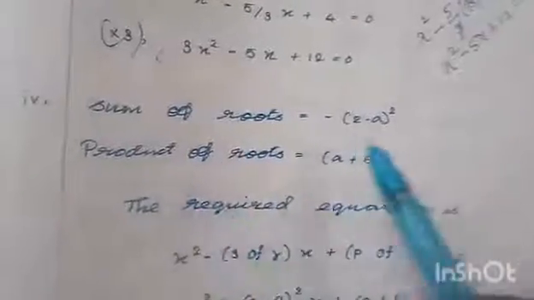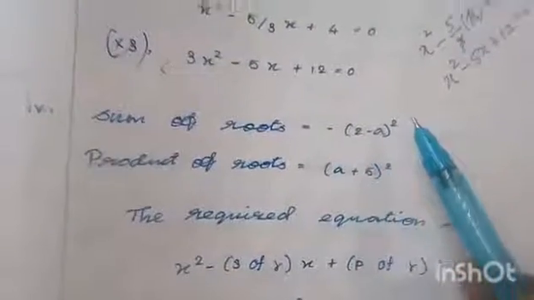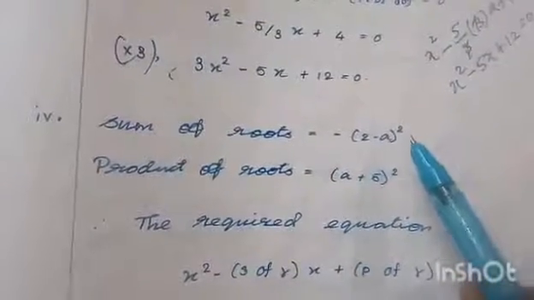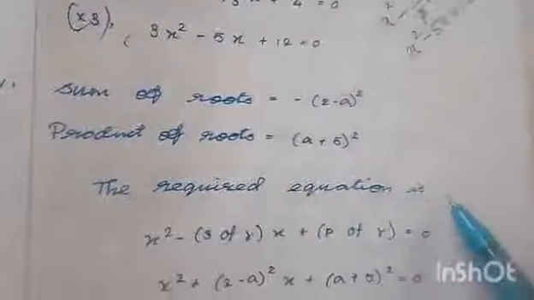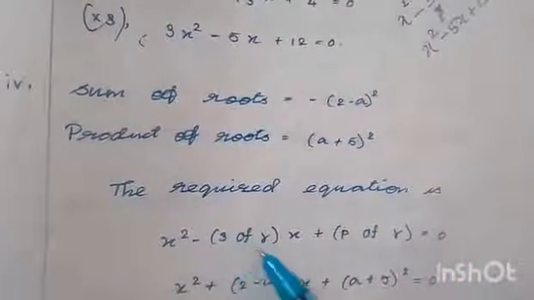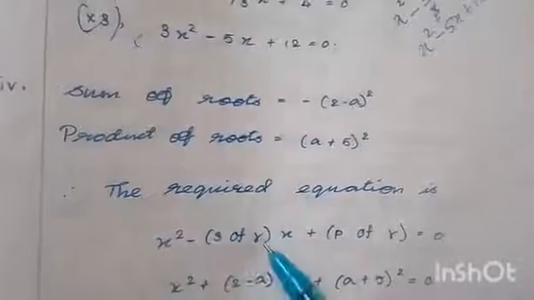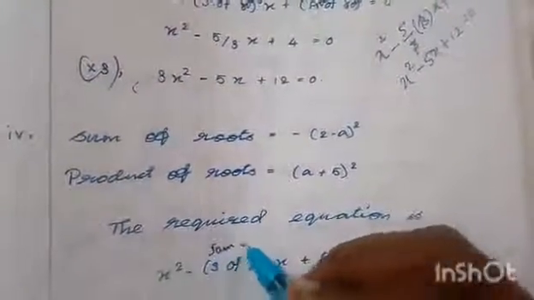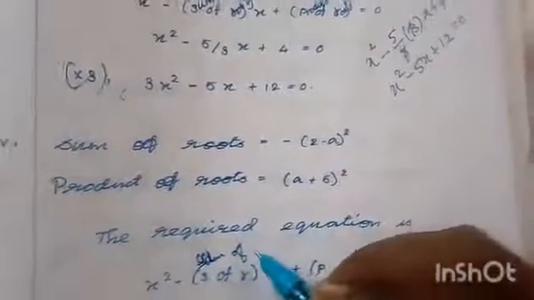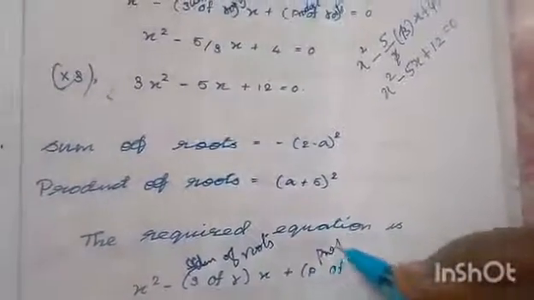Third question, sum of roots is equal to minus of 2 minus a. Third question, try yourself. Fourth question, product of roots, a plus 5 whole square. The required equation is x square minus sum of roots. You have to write the full form, sum of roots, product of roots.